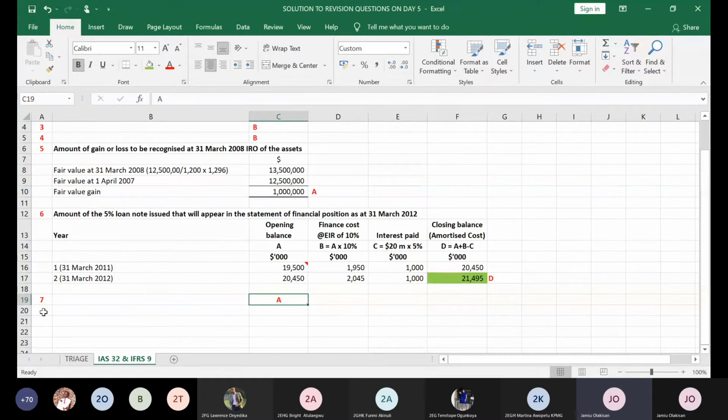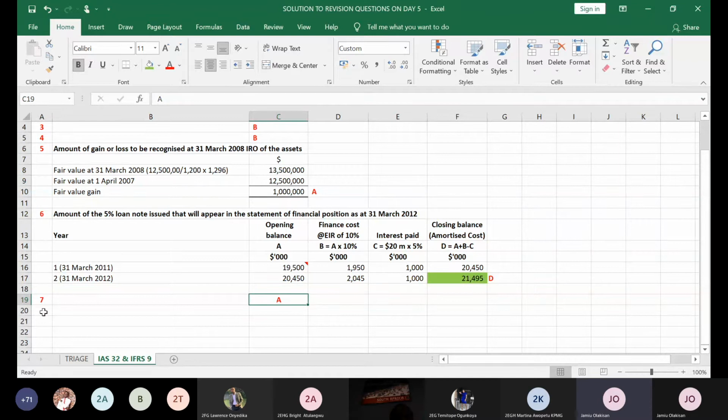Another example is a fraud, like we saw today. If you later discover after the end of the year that an amount of cash sitting in your SFP has been stolen, and you only got to know after the end of the year, but it was stolen before the end of the year, you equally need to go back and adjust that cash down, because that is an adjusting event. There are many adjusting events that the standard gives us.